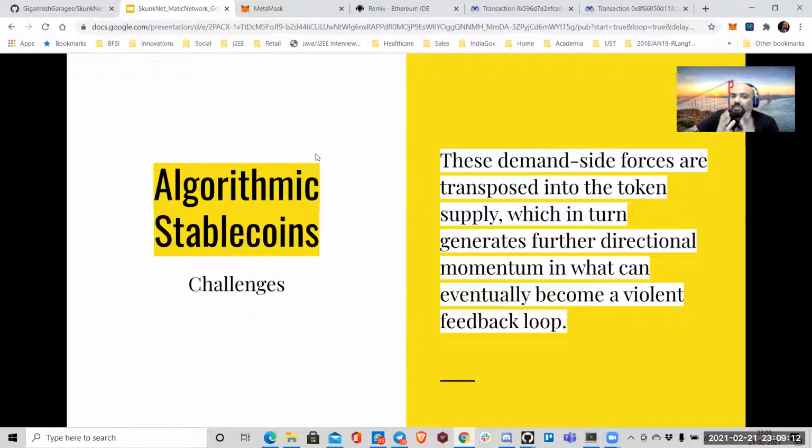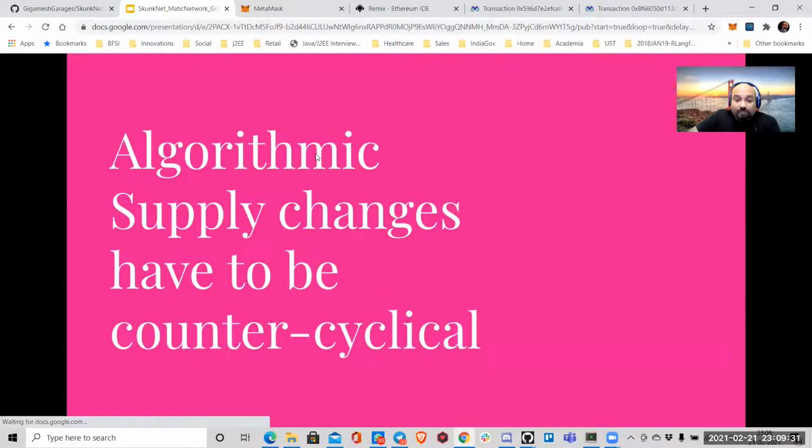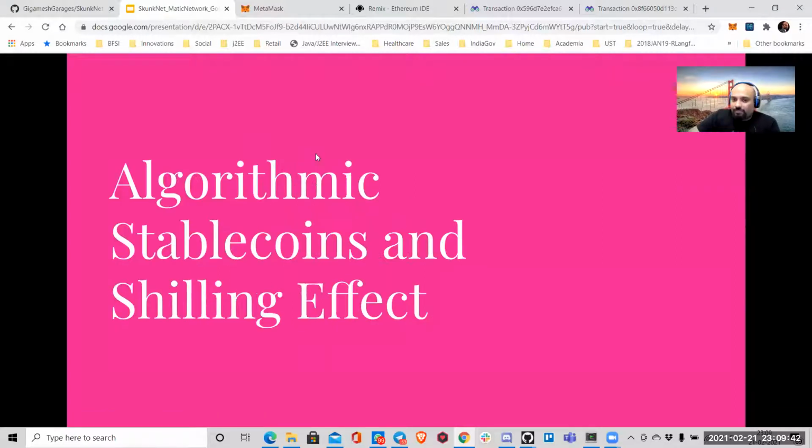As we have seen, the main challenge with stablecoins is to control the supply based on the demand side forces, making sure that this doesn't become a positive or negative feedback loop. So the directional momentum has to be controlled well. And hence the algorithmic stablecoins have to be reflexive. Along with being reflexive, the supply of these algorithmic stablecoins has to be counter-cyclic each time.